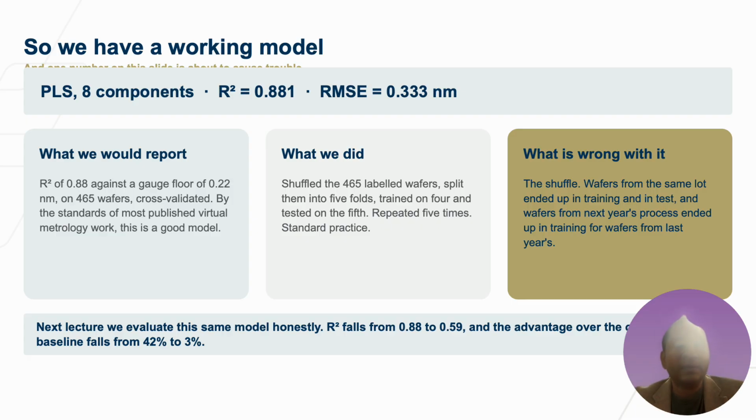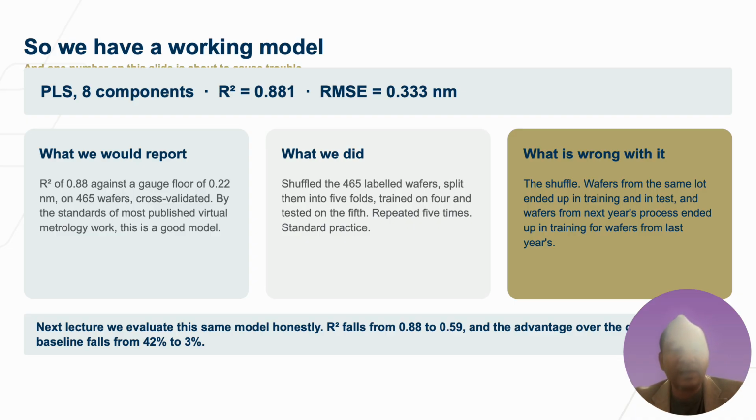We took the 465 labeled wafers, shuffled them, split into 5 folds, trained on 4, tested on the 5th, 5 times around, and averaged. That is a textbook 5-fold cross-validation. It is what scikit-learn does by default. It is what every tutorial shows. And the problem is the shuffle.